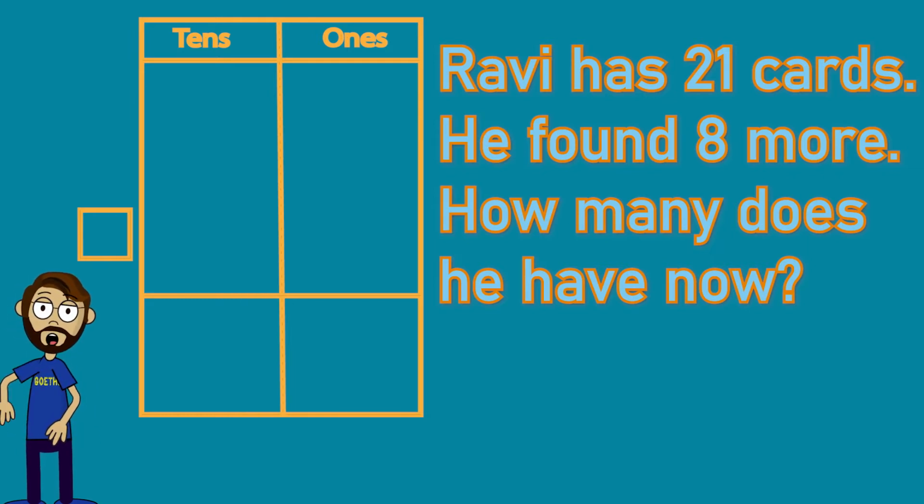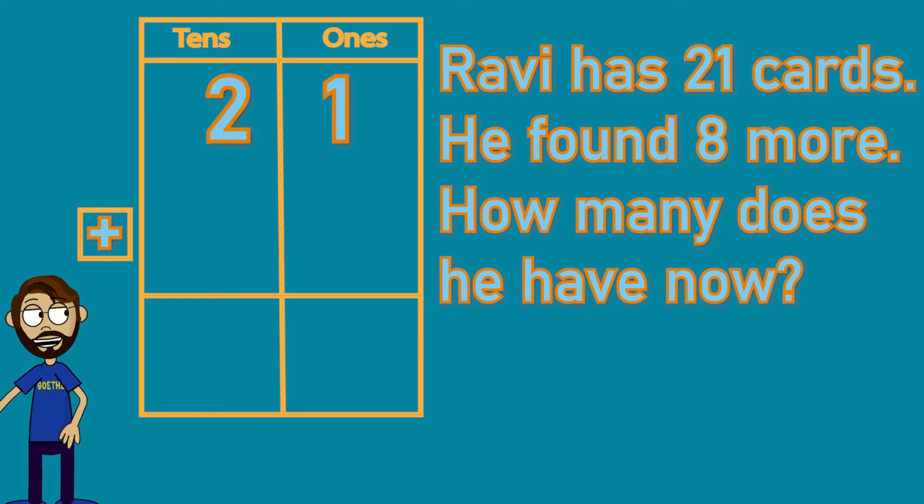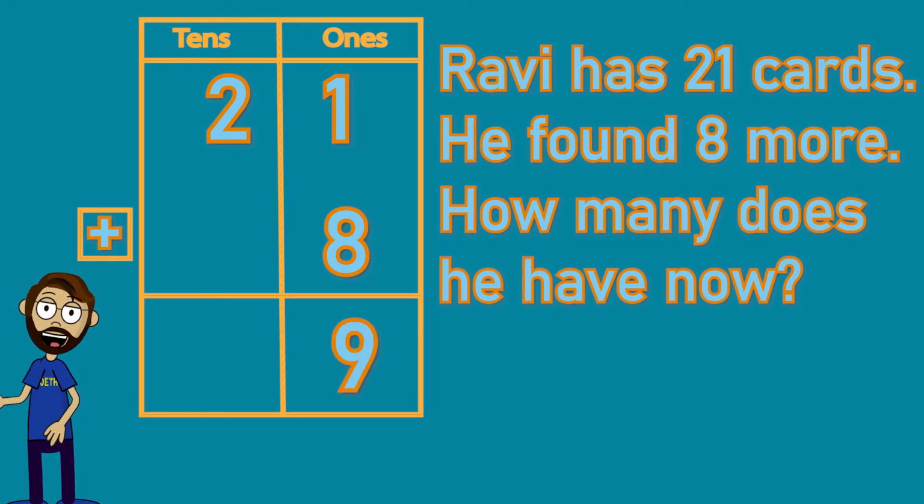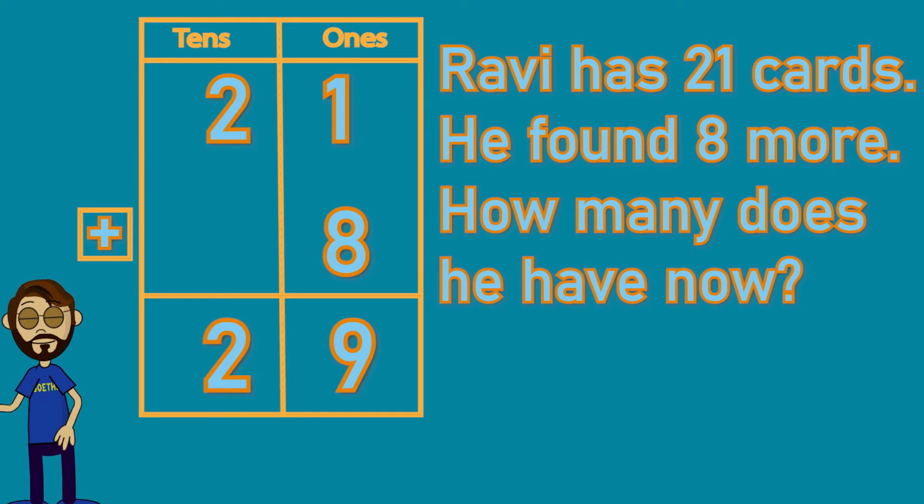So he's finding more, so we're going to be putting those numbers together, addition, plus sign. Then there's 2 tens in 21 and 1 one. And then there's only 8 ones in 8. So starting with the ones, 8 plus 1 is 9. 2 plus nothing is still 2. So Ravi has 29 cards.